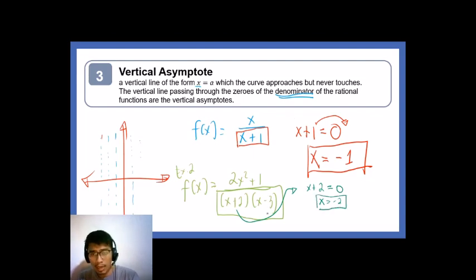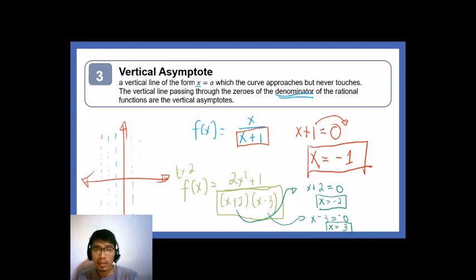So second here, I have x minus 3. So that is x minus 3 is equal to 0. So this is x is equal to positive 3. Therefore, in this example number 2, I have two vertical asymptotes. Okay, so that is negative 2 and positive 3.